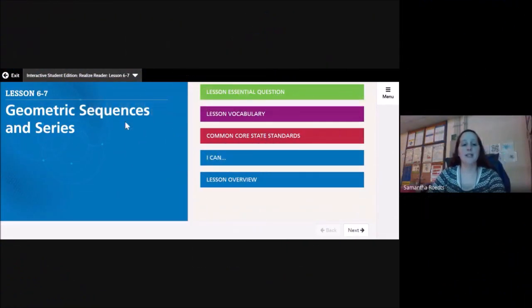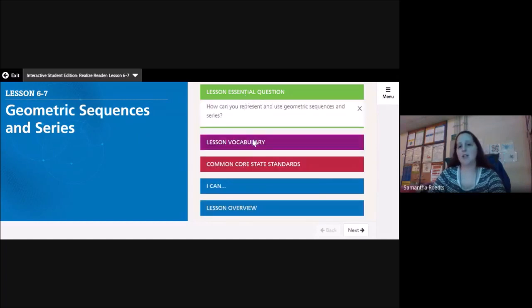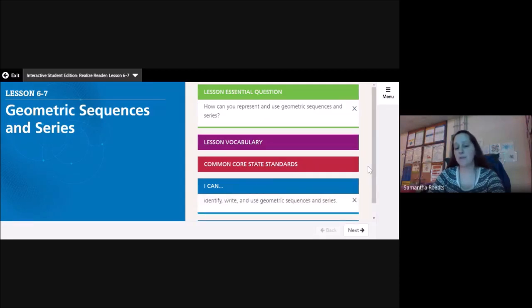All right, this is Unit 6, Lesson 7, Geometric Sequences and Series. Our lesson essential question is, how can you represent and use geometric sequences and series? At the end of this lesson, you'll be able to identify, write, and use geometric sequences and series.